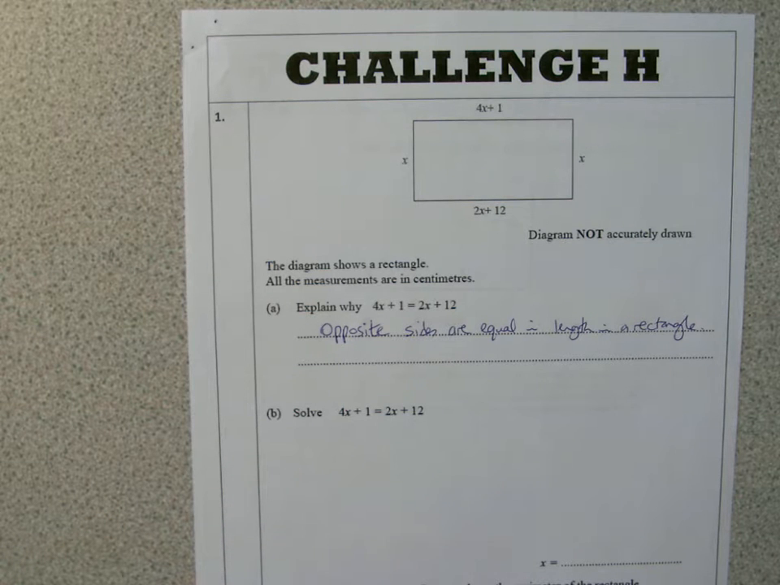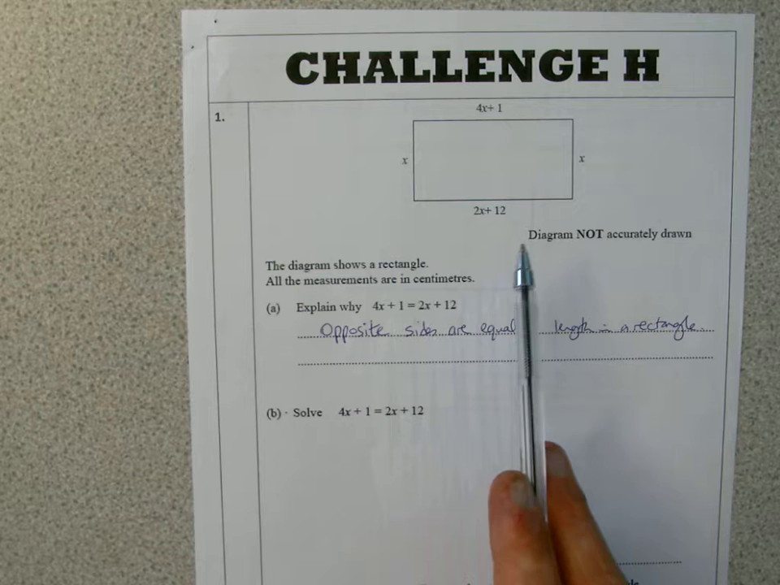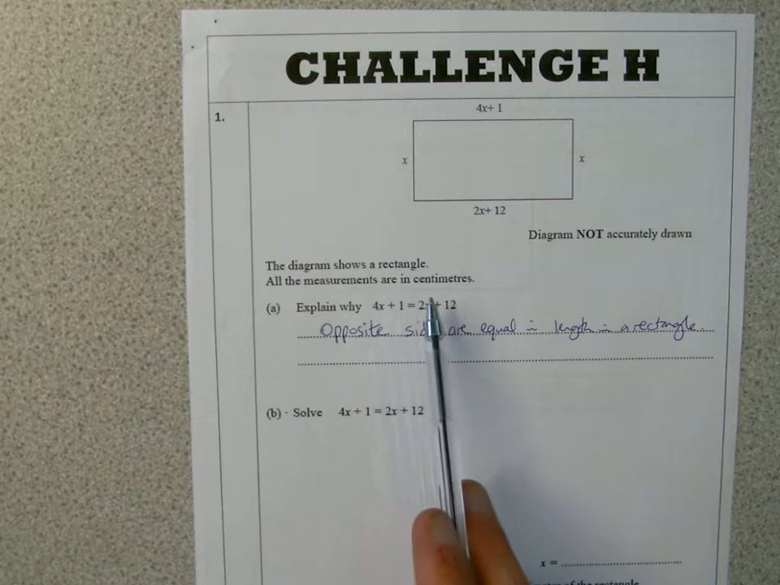Okay, challenge H. So the first question here, it says the diagram shows a rectangle. All the measurements are in centimeters. It says explain why 4x plus 1 equals 2x plus 12. We're often given these sort of questions and asked to solve. But here it's asking, well, why is this equal to this?